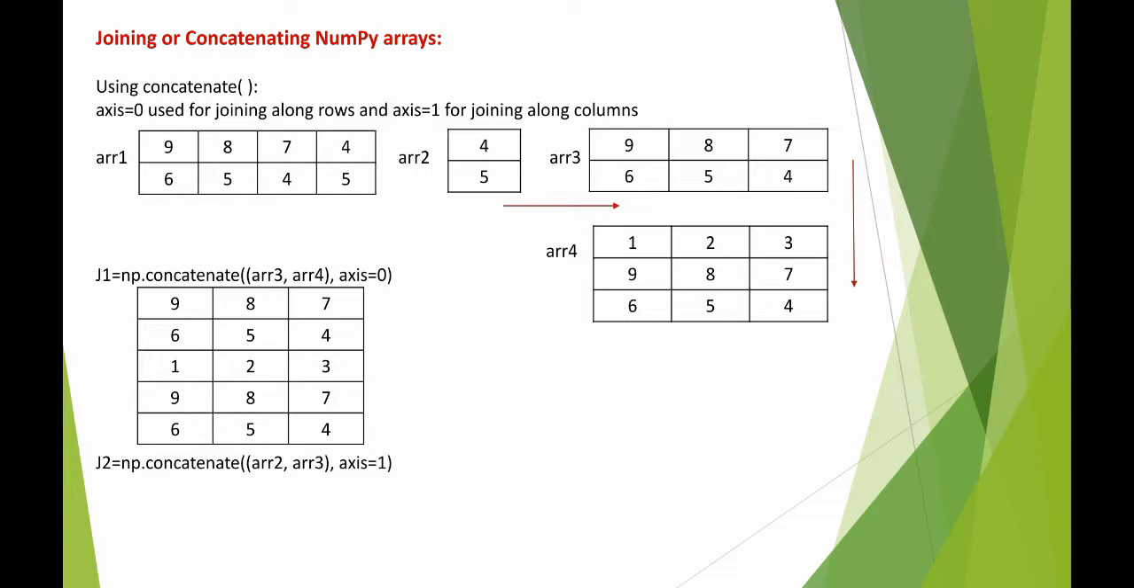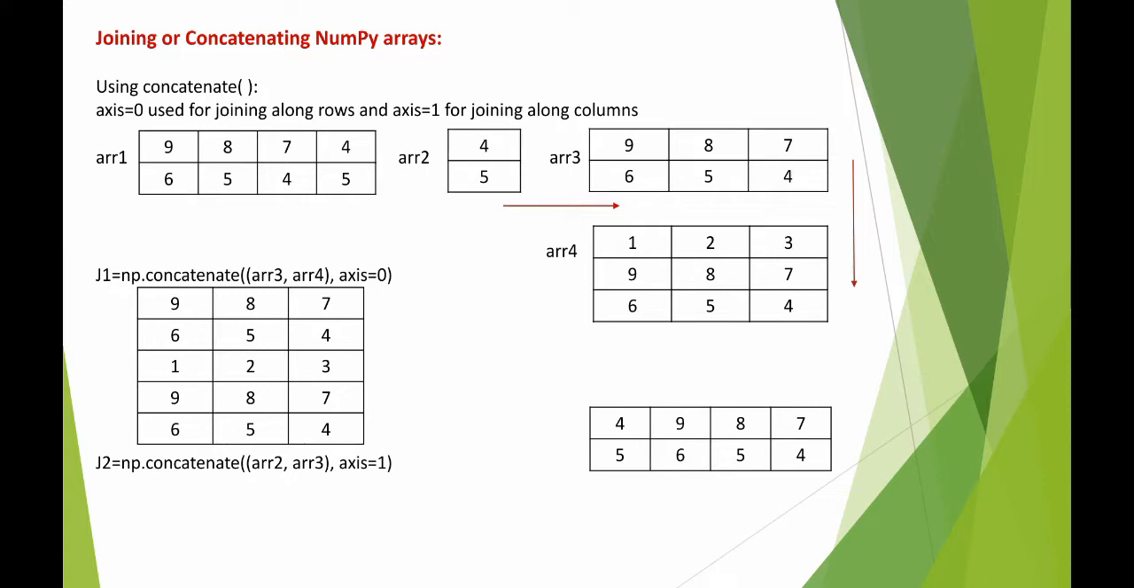So we have to concatenate it along the axis 1. Now ARR2 is having just 1 column and ARR3 is having 3 columns. So both of them are having the matching rows, that is number of rows is 2 in both of them. So the stacking or the concatenation is to be done along the axis 1. So the output should be somewhat like this.